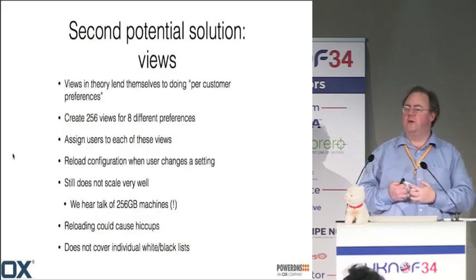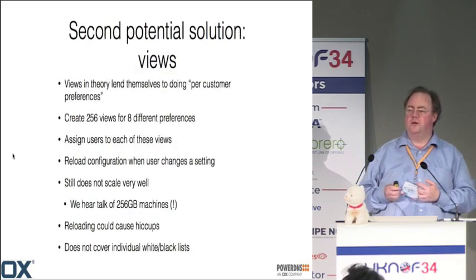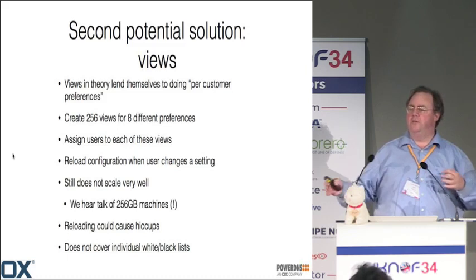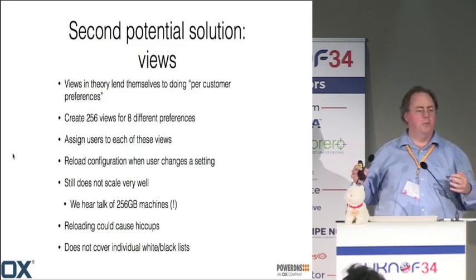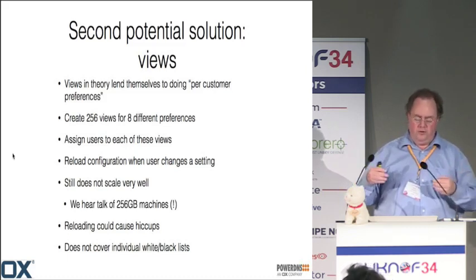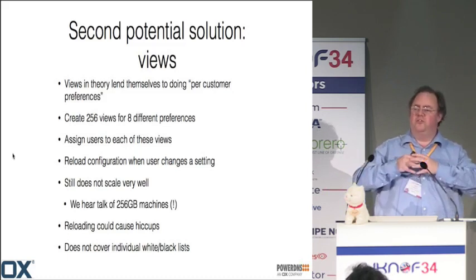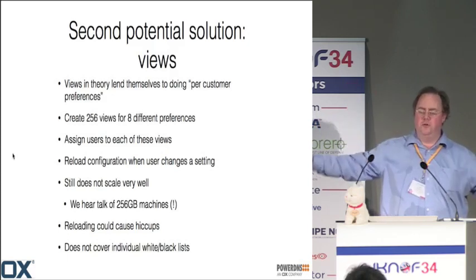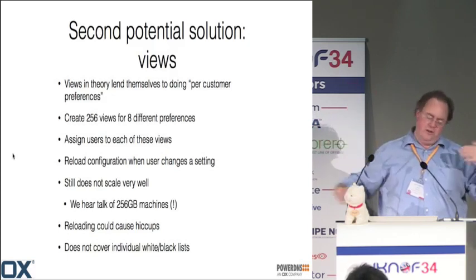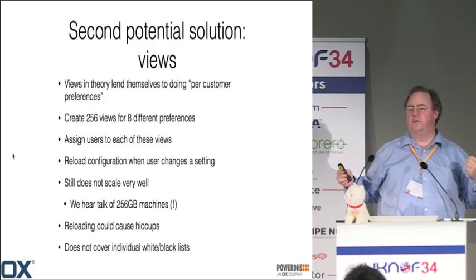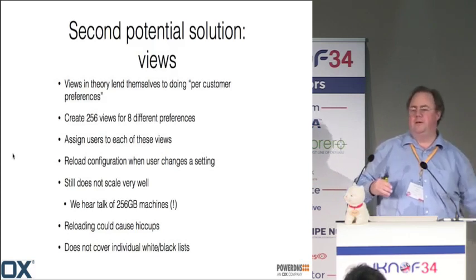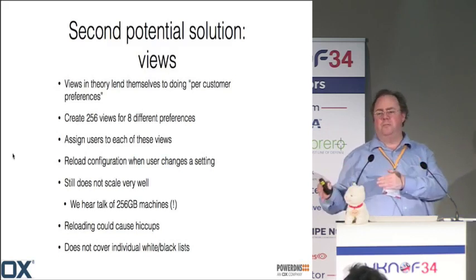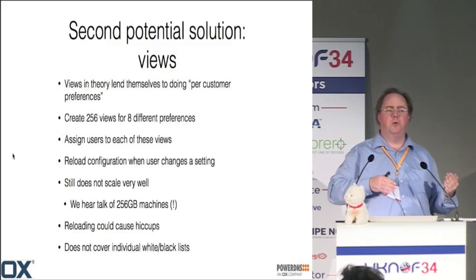Another solution that sounds tempting is views in your name server. You can create 256 views for the 256 combinations of 8 different filtering categories. It generates this giant configuration file where you put all your users in any of these 8 views, and this is tempting to do, but if you restart your name server, it has to read 2 million IP addresses into those views. And you also typically get a cache per view.